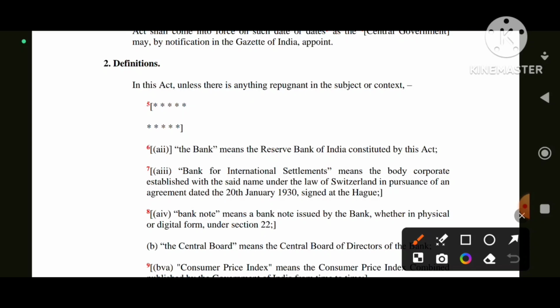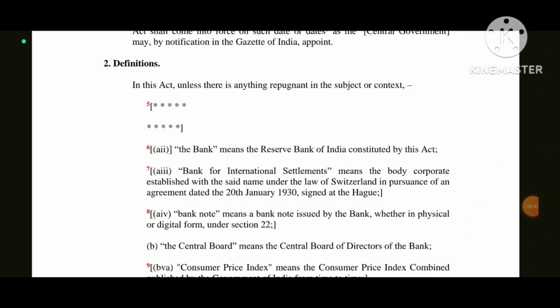The bank means the Reserve Bank of India constituted by this act. So wherever the word bank is used in this act, it will be referred to as the Reserve Bank of India. Next clause is A3, Bank for International Settlements, means the body corporate established with the said name under the law of Switzerland in pursuance of an agreement dated 20th January 1930, signed at The Hague. We also call this BIS, Bank for International Settlements.